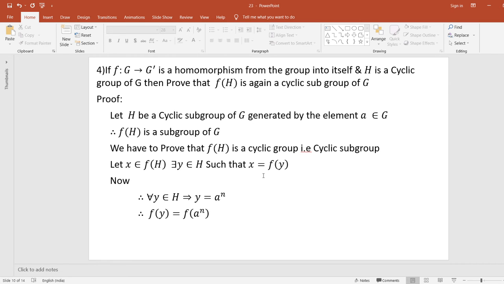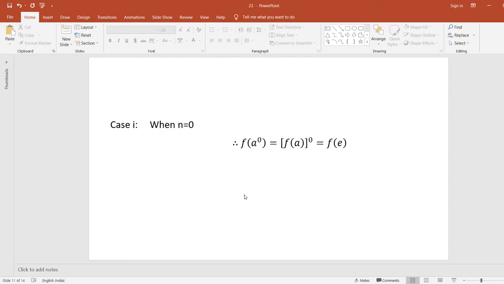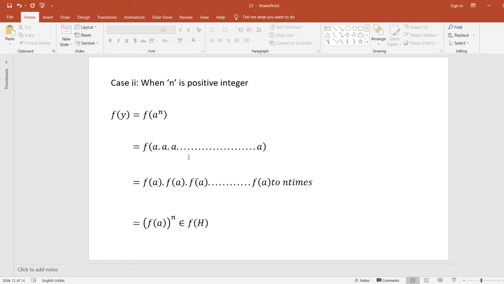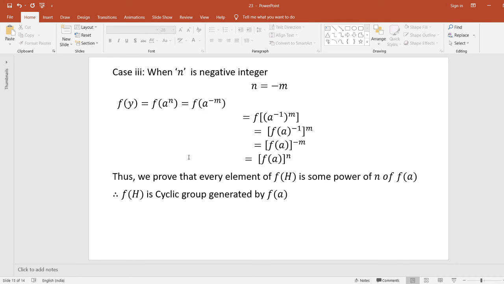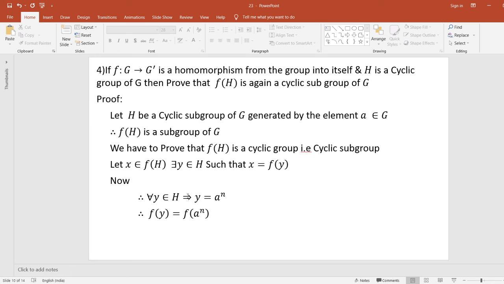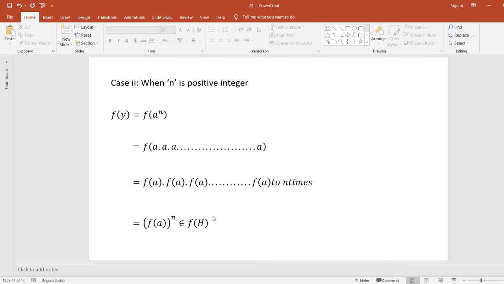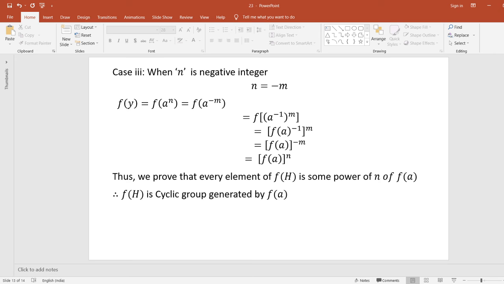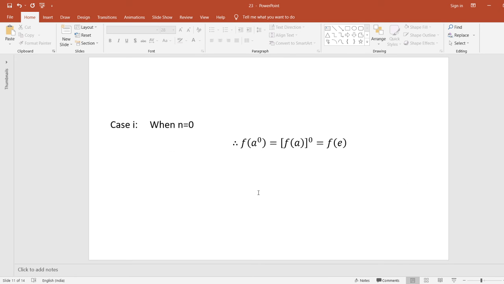Look here, f of y is equal to f of a power n. We come across three cases here: n is equal to 0, n is a positive integer, and n is a negative integer. And we prove this: f of a power n is equal to f of a whole to the power of n. That is, every element of f of H is some power of f of a. When n is equal to 0, f of a power 0 is equal to f of a whole to the power of 0, and this is f of e.